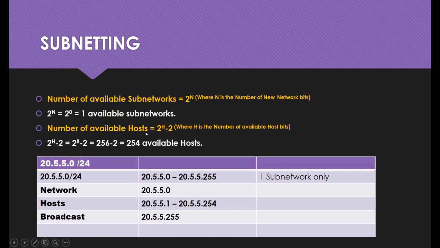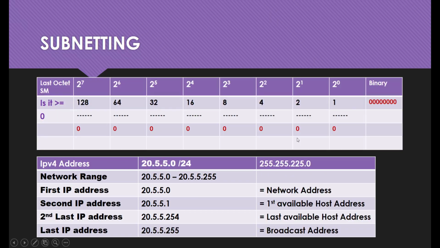The number of available hosts within that network or subnetwork is 2 raised to power h minus 2, where h is the number of available host bits. Over here, the available host bits we have is 8, because remember this is the last octet. The first 3 octets have all ones, that's why it's 255.255.255. Then the last one, which is 0, has all zeros. So all parts here are host bits, and if you count them, they are 8 in number. That makes up the 4th octet.